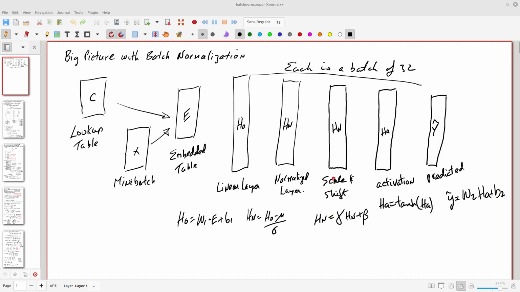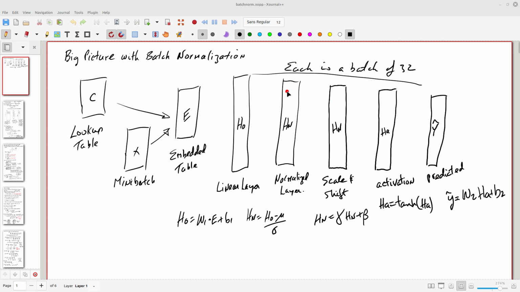And then we go to our normalization, and our normalized layer is basically HN is equal to HO minus mu over sigma. This part here, that's how we get from this guy to this guy. And then we do the scale and shifting. So HN is equal to the scale times HN plus shift. Okay, so we get to this. And then we activate this guy using tanh. So we get HA. And then finally, we can get our predicted values by using this formula, Y predicted is W2 times HA plus B2.